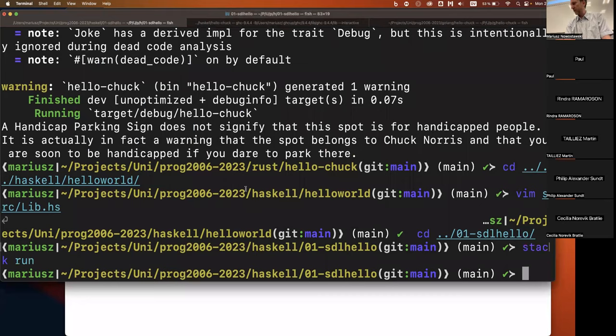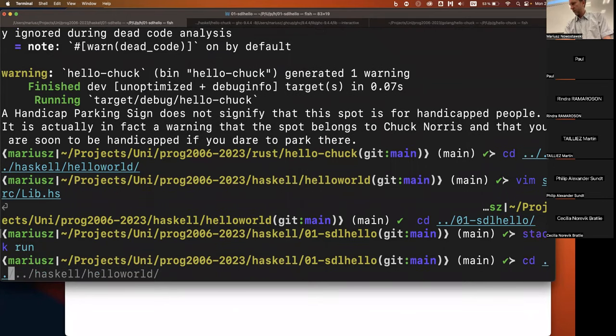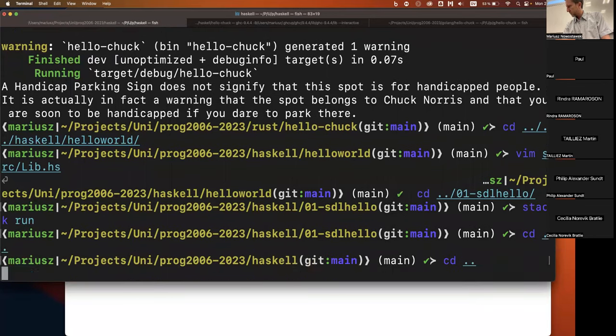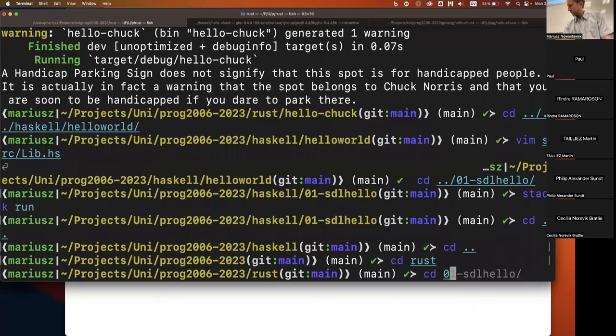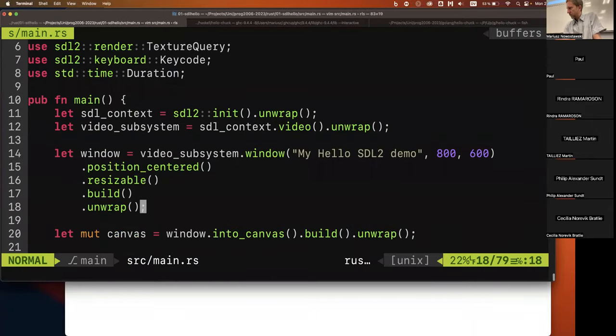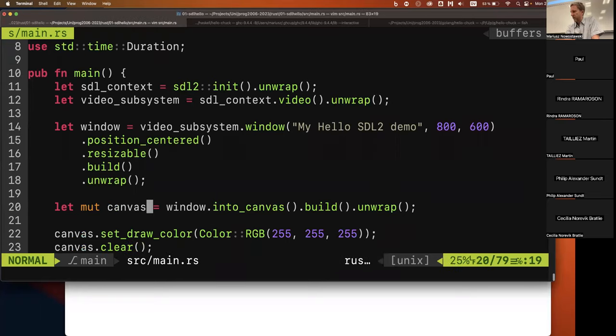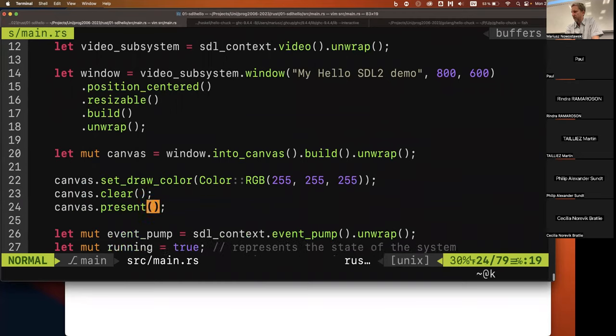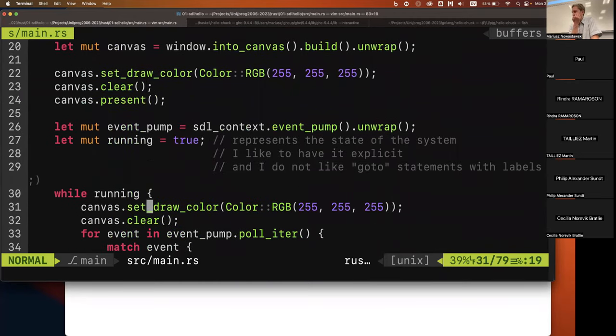And I've done the same thing in Rust, and because in Rust I've done it slightly differently, I will show you. Where is my Rust? Okay, so almost everything, like the API is different. The API for accessing SDL things is different in Rust than it is in Haskell. So one note about that.